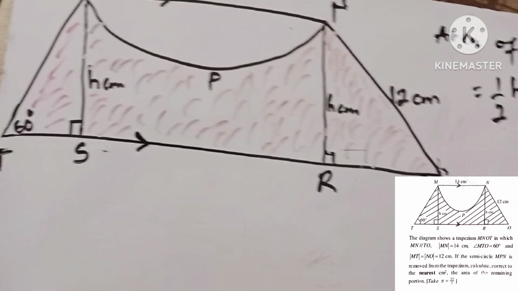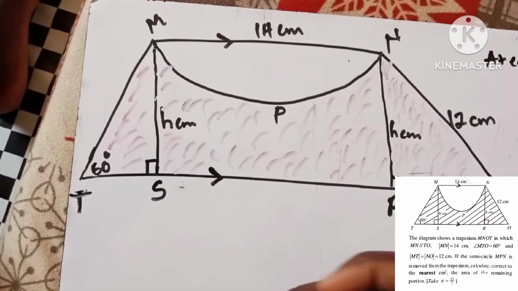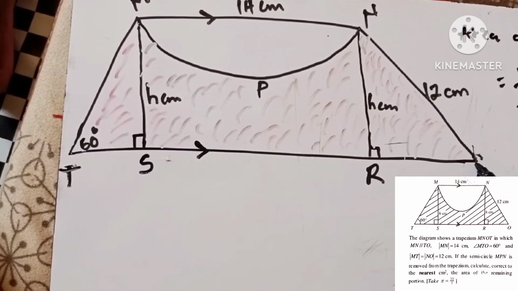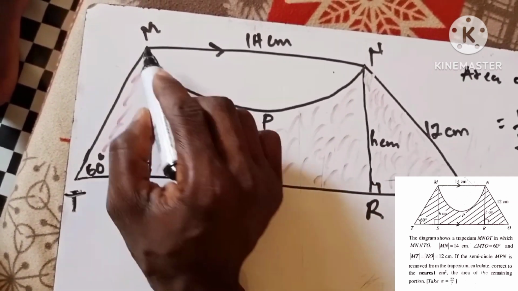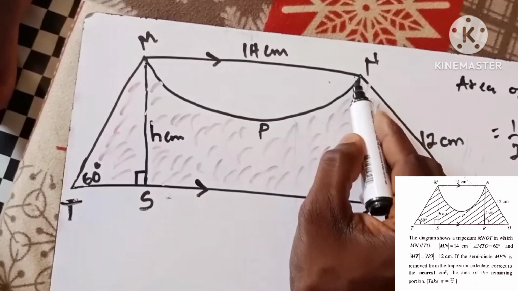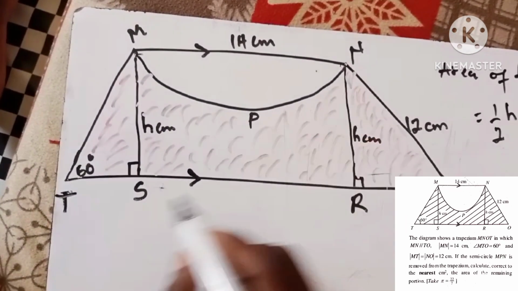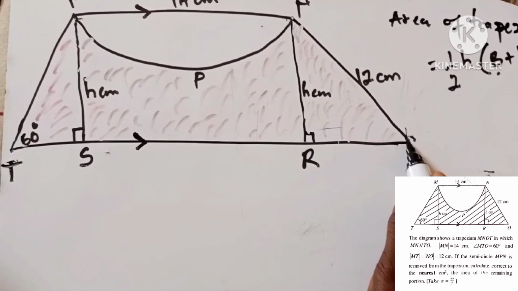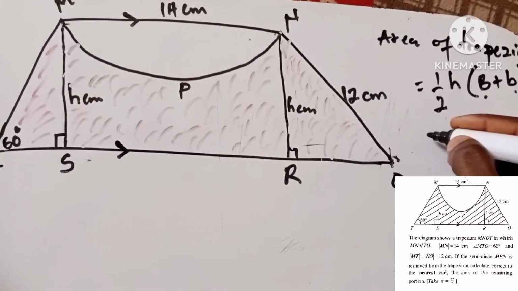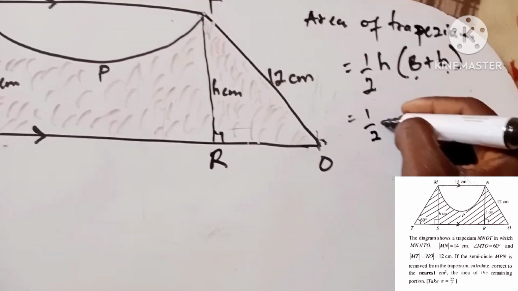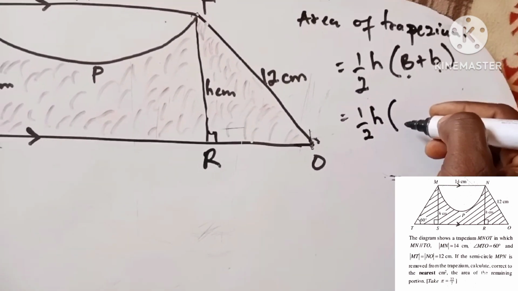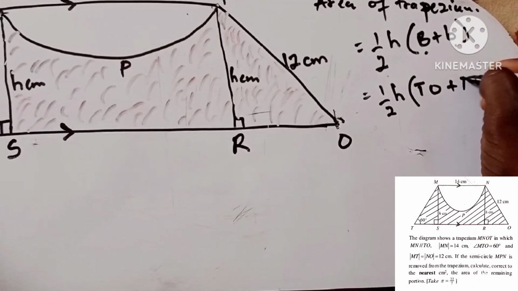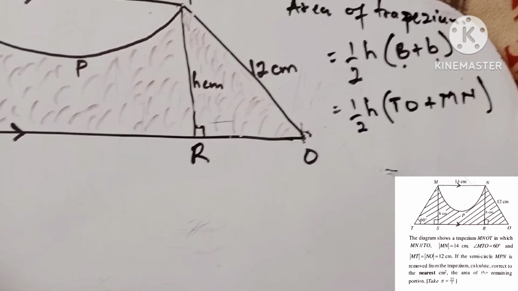So which one is the big base according to the diagram here? According to our diagram, from t to the x here is going to be our big base, and then the small base is going to be the m and the n, right? So from here to here is our small base, and t to the o is going to be our big base. So you can easily change this to 1 on 2 multiplied by the big base t to o, plus m to n. So this is our target here.